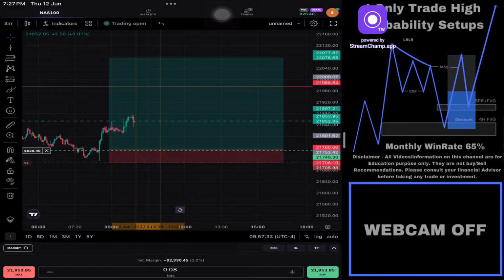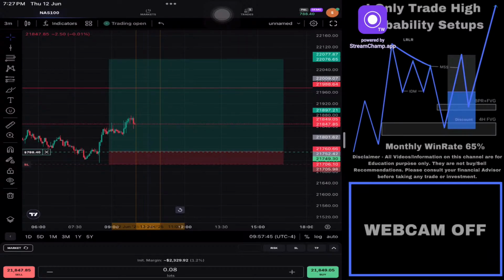So currently I am running in profit. I took a swing trade in Nasdaq and I am planning to open one more position because the New York silver bullet setup is coming. My previous position is up by 800 something and I'll move it to break even while focusing on the New York silver bullet trade.